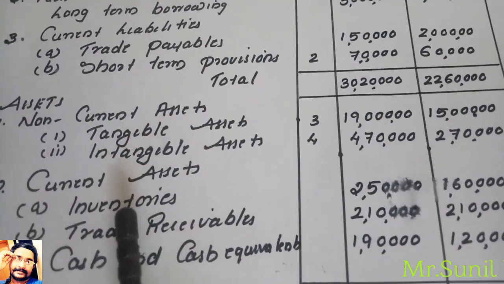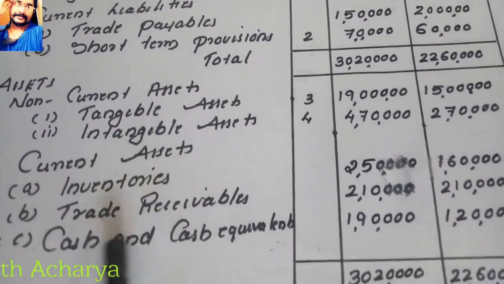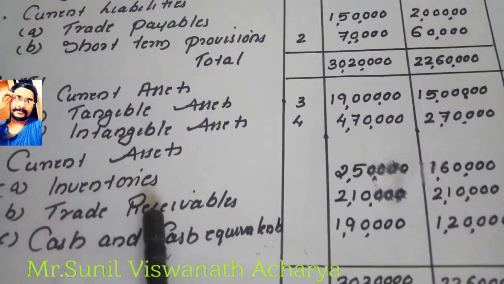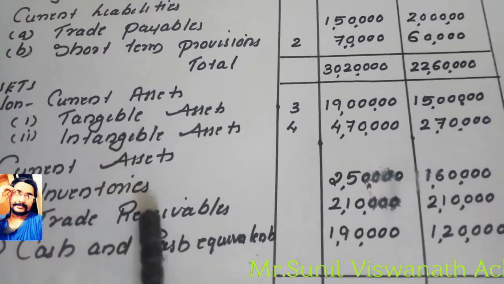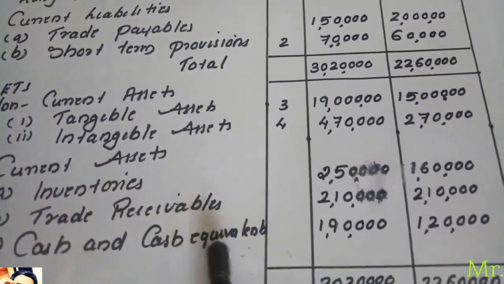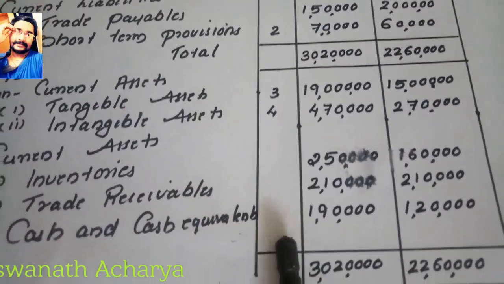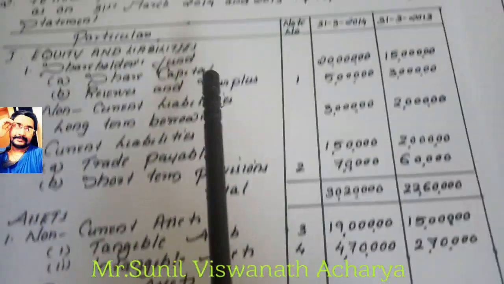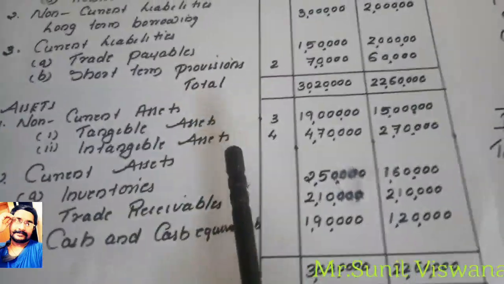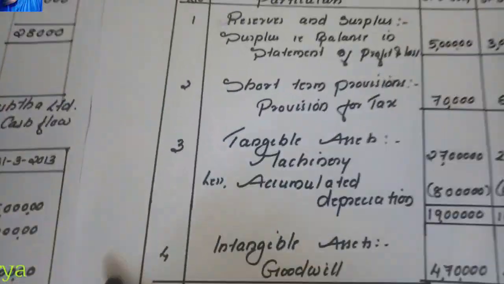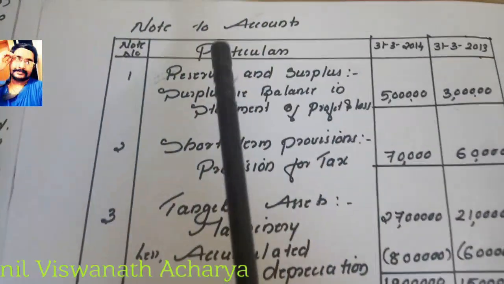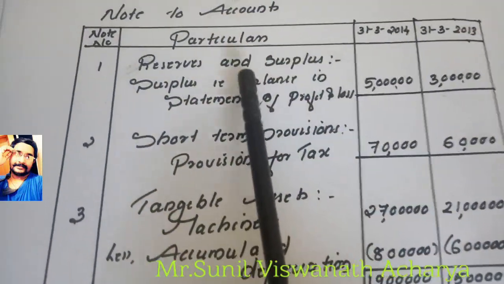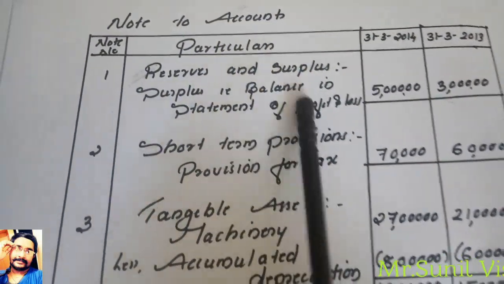Then current assets, we know inventories, trade receivable, cash and cash equivalents. Inventories and trade receivable, we know it will go to operating activity. Cash and cash equivalents in cash flow statement is the last item. Now, this is the main balance sheet, and along with this question, some notes to account are also given. Notes to account means detailed information on any balance sheet item will be given in the notes to account.